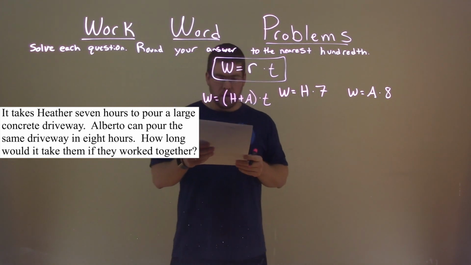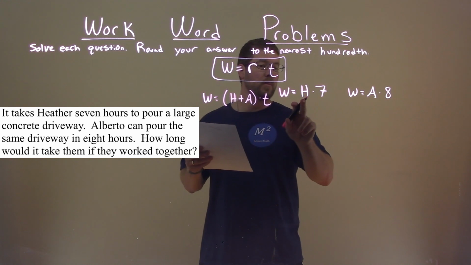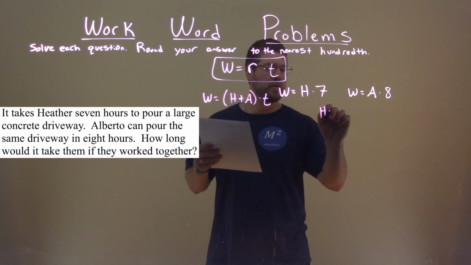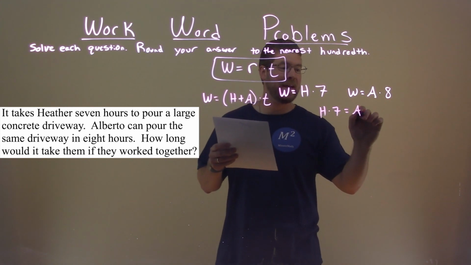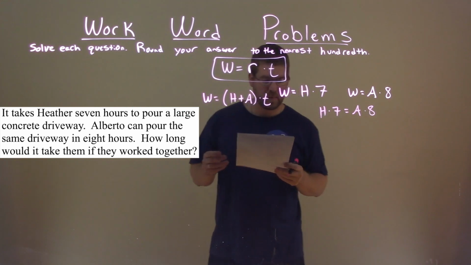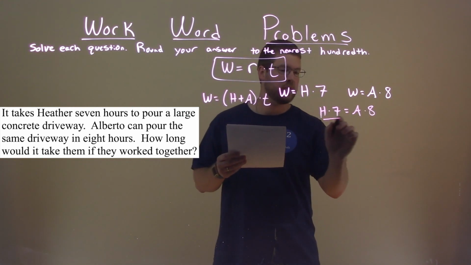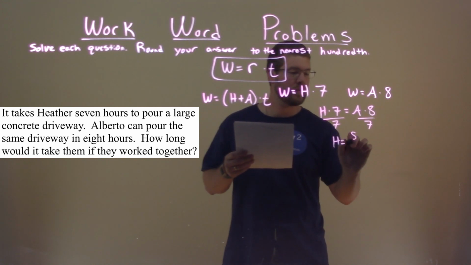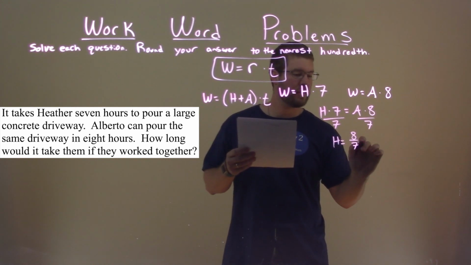So, what can we do? Well, H times 7 is equal to W, and A times 8 is equal to W. So we can set them equal to each other. H times 7 equals A times 8. And now we're going to solve for H. Divide by 7 on both sides, and H equals, reorder this, 8/7 times A.